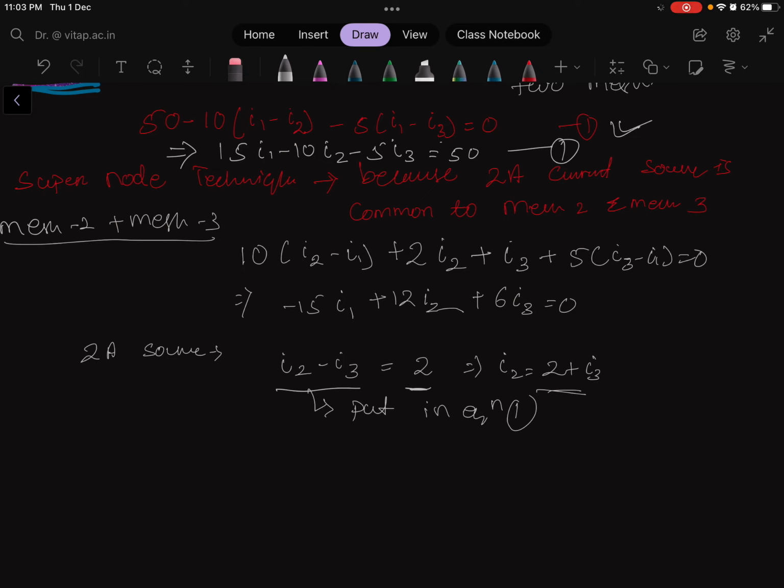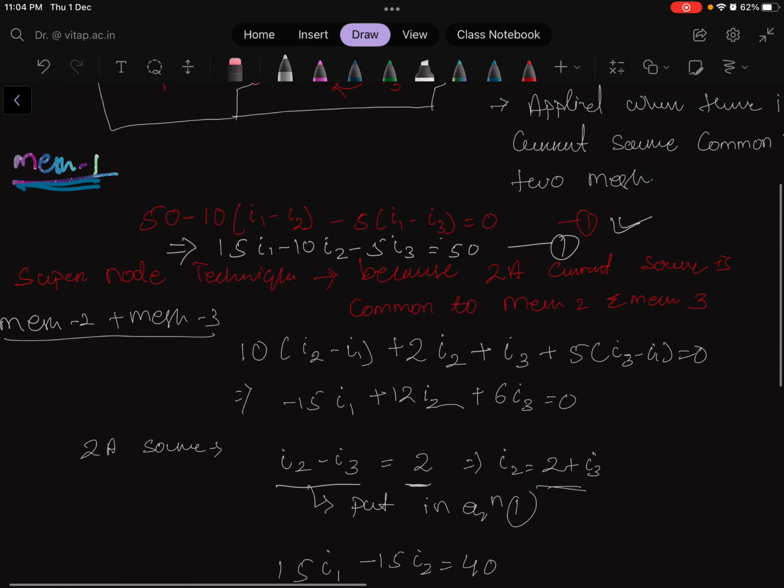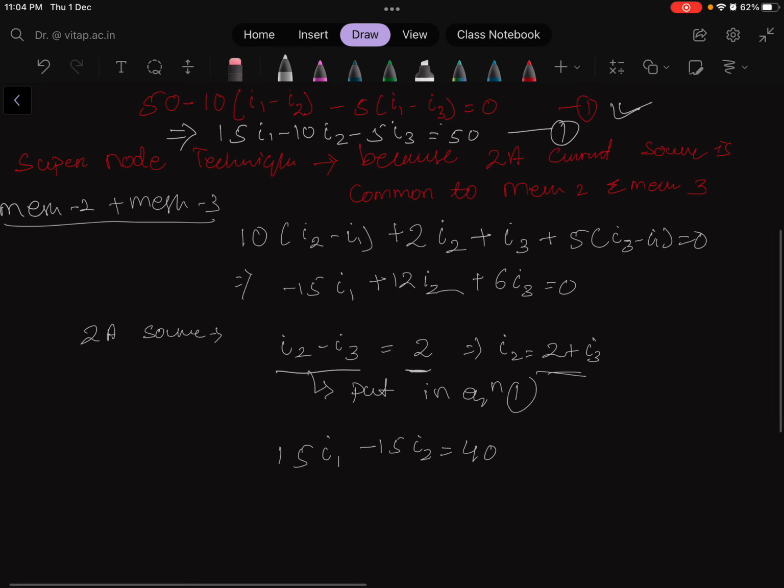So, what new equation will I get? I1 minus 15 I2 equals 40. What I have done is just replace the value of I2, so I3 is now eliminated from this equation. Let me take this as equation number 3, and this is equation number 2 for the super mesh.